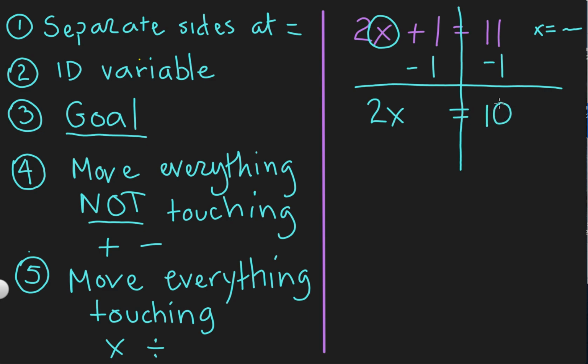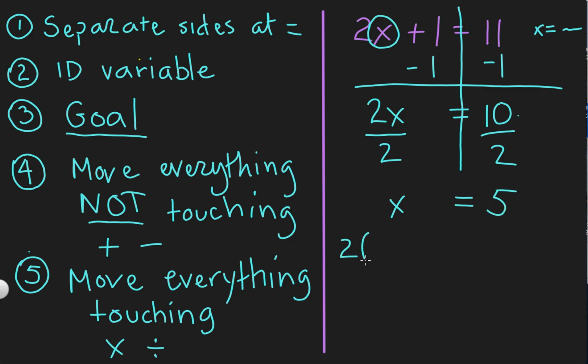And this is a one-step equation, so what we just reviewed. And you can see from this last step, we want to move everything that's touching. If it's touching, it means multiply. So what we do is the opposite of multiply by 2, which is divide by 2. And this leaves us with x is equal to 10 divided by 2, which is 5.